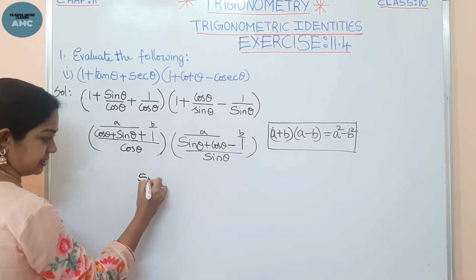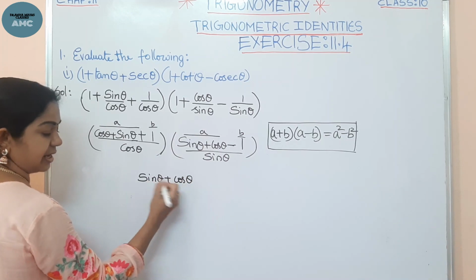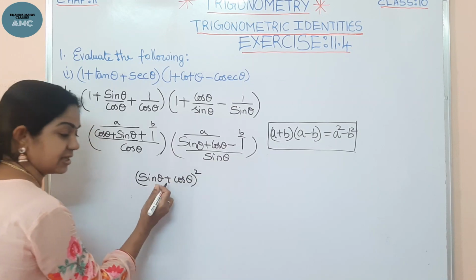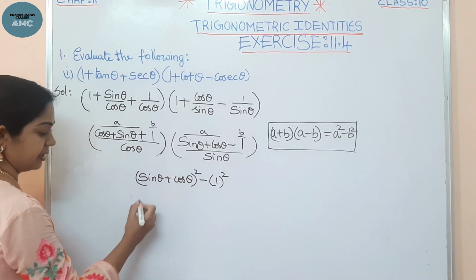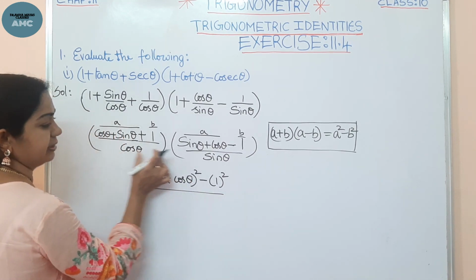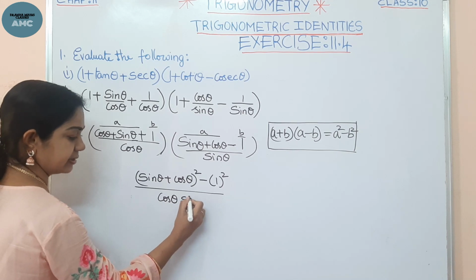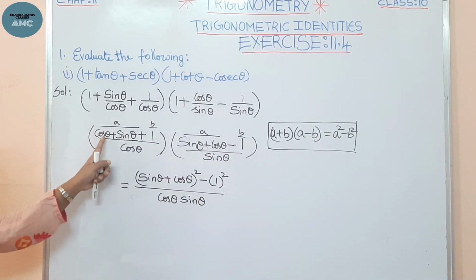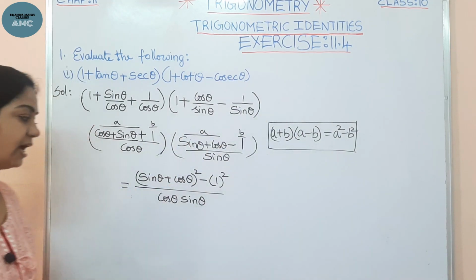Whereas our A is sine theta plus cos theta, sine theta plus cos theta or cos theta plus sine theta, one and the same. A square minus B square, divided by sine cos multiplied, just cos theta and sine theta multiplied. Right. Understood this? A plus B, A minus B, A square minus B square. We have used the identity.